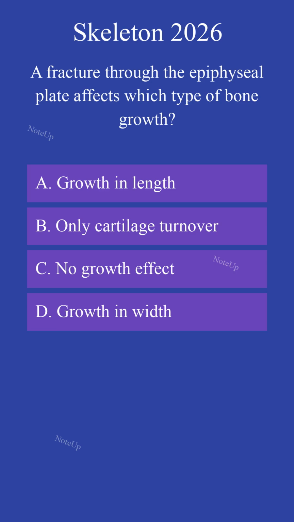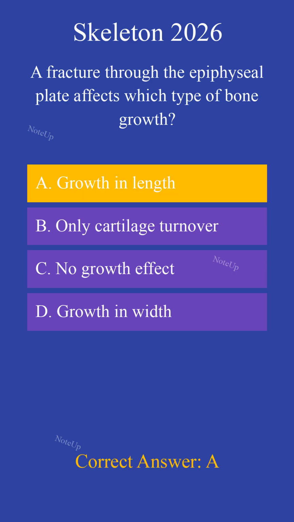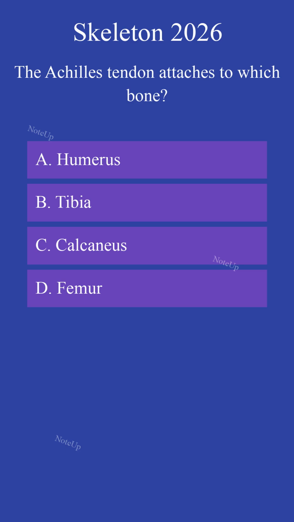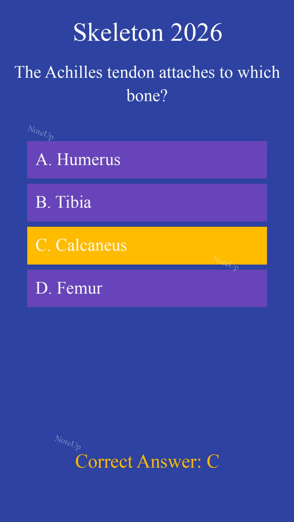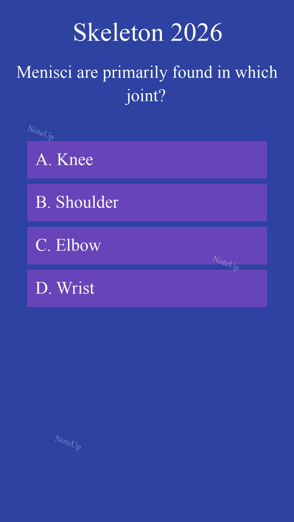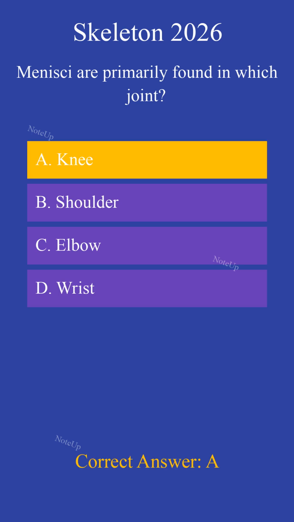A fracture through the epiphyseal plate affects which type of bone growth? The correct answer is A. Growth in length. The Achilles tendon attaches to which bone? The correct answer is C. Calcaneus. Menisci are primarily found in which joint? The correct answer is A, a knee.